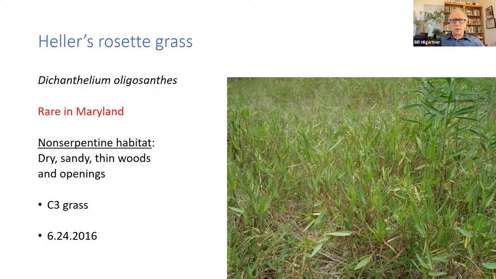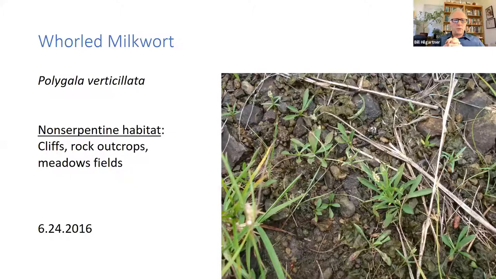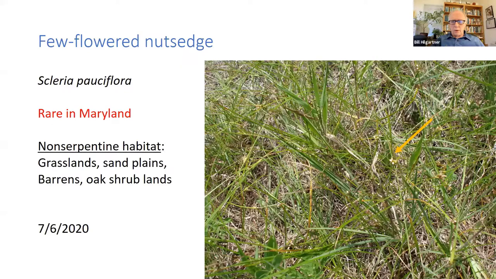This is the whorled milkwort, Polygala verticillata. This one you've got to look hard to find. As you can see, it's a tiny little thing close to the ground. But it also occurs in cliffs, rock outcrops, meadows, and fields. This one is called the few-flowered nutsedge.